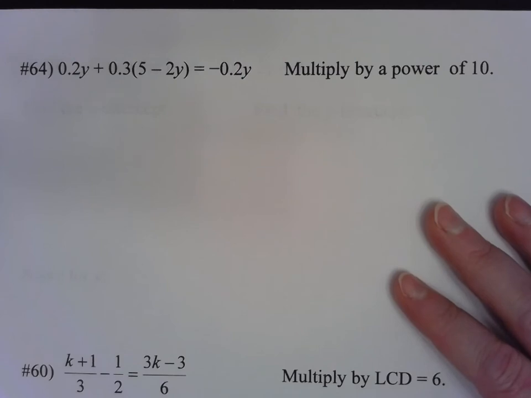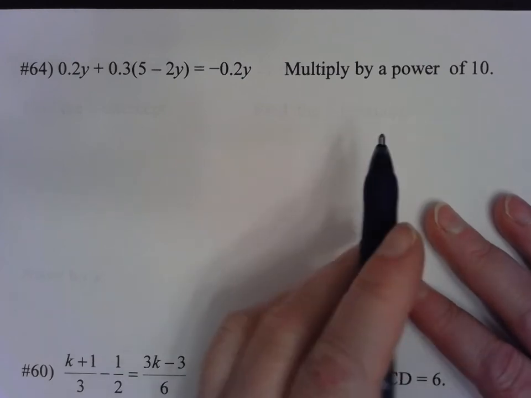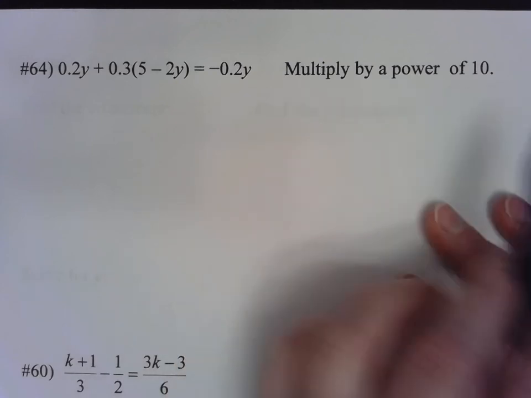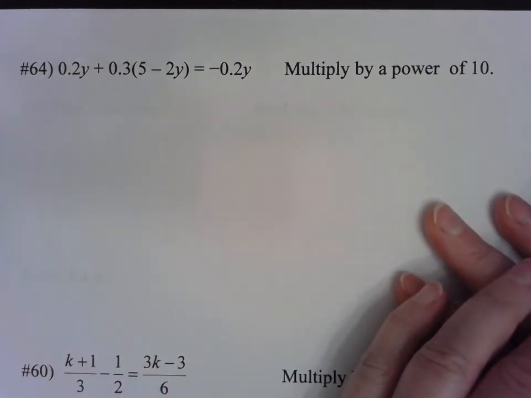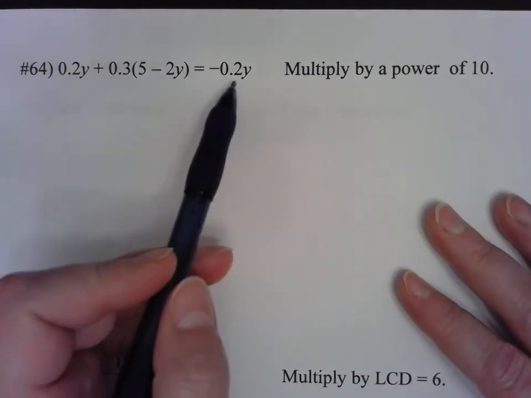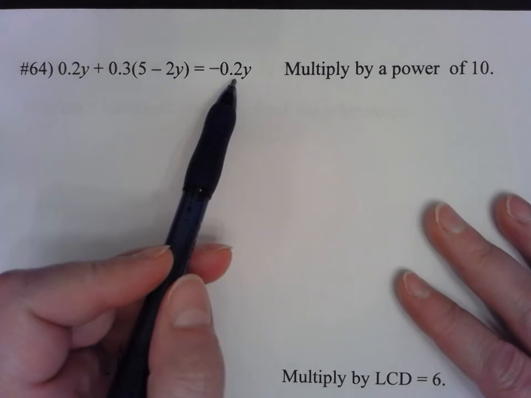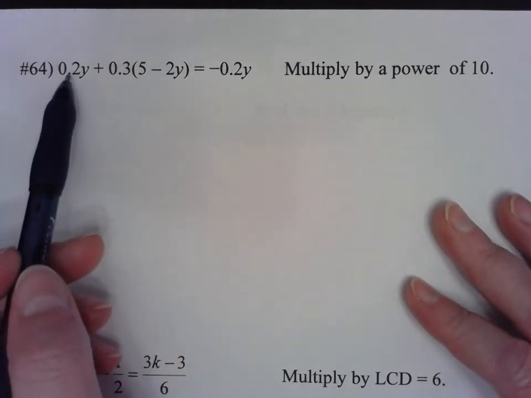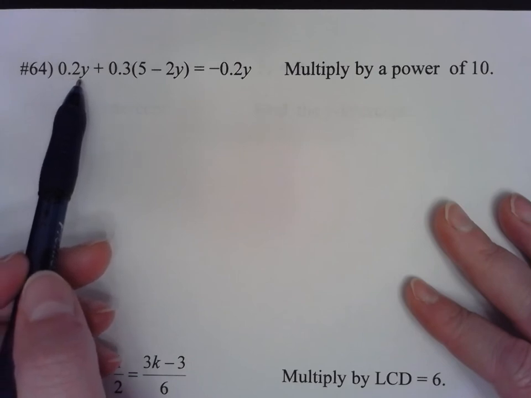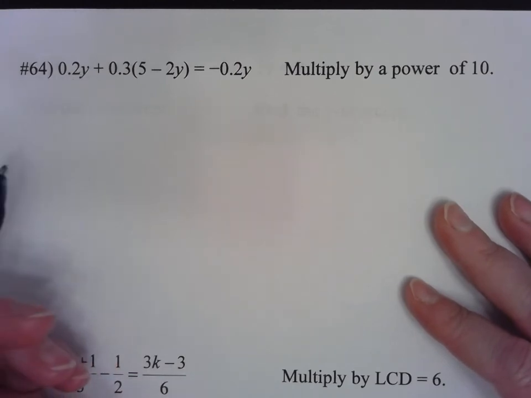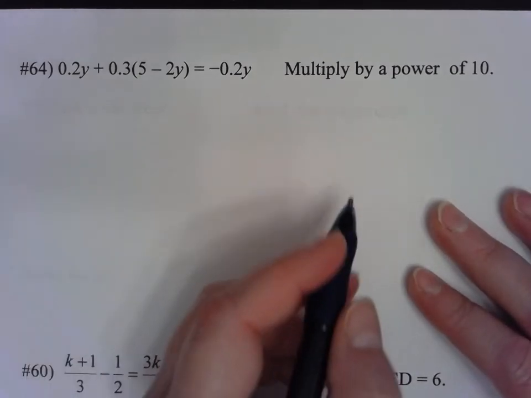So one of the strategies is that we can multiply by a power of 10 if we have some decimals. If I look at all the decimals I have here, this one and this one, I only have 1 digit after the decimal, right? So if I multiply by 10, that'll move that decimal 1 place over and give me a whole number. Some people like to do that, okay? So we're going to do that.